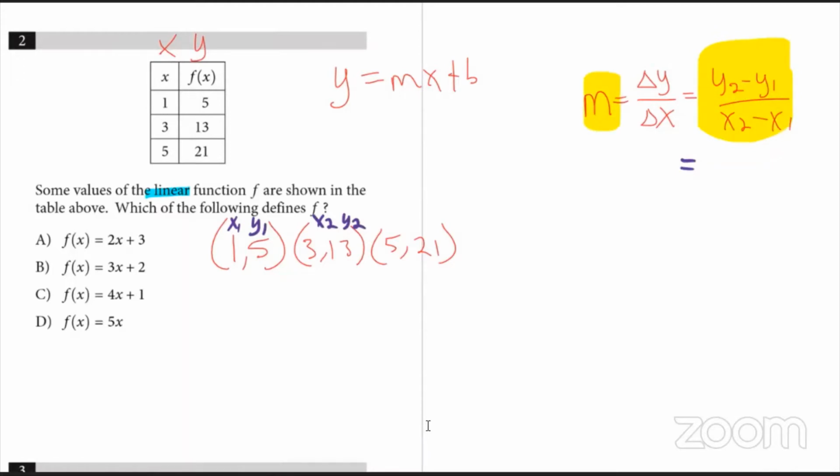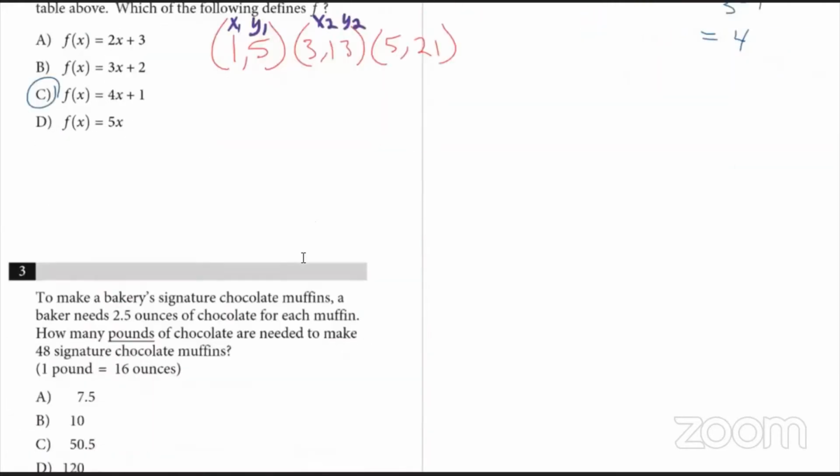And so let's go ahead and plug that in. So y2 minus y1, 13 minus 5, over x2 minus x1, 3 minus 1, will give us 8 over 2, which simplifies to 4. And the only choice that has a slope of 4 is going to be choice C for number 2. Scrolling down to number 3 now.